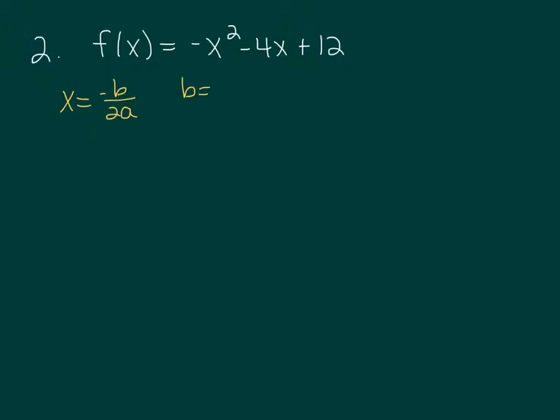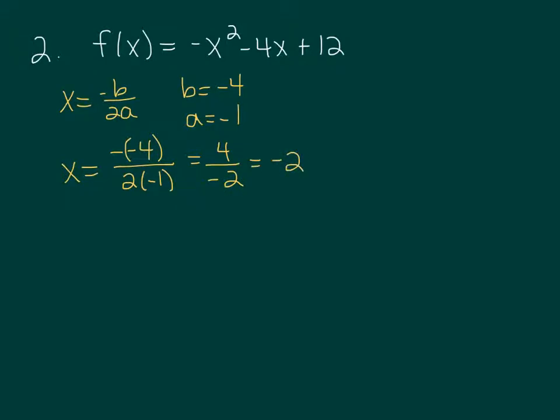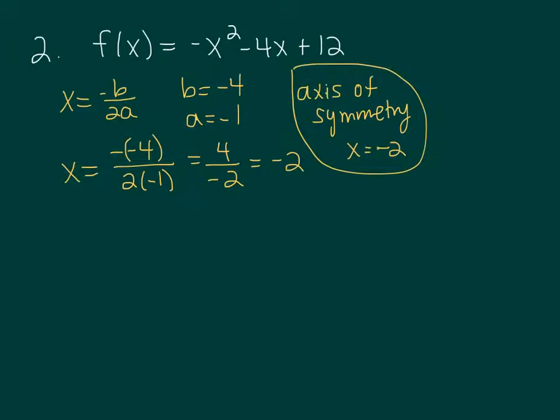So b is equal to negative 4, a is equal to negative 1. Plug it in. X is equal to negative of a negative 4 over 2 times negative 1. So that's positive 4 over negative 2, which is negative 2. So that is the axis of symmetry and the x value of the vertex. So axis of symmetry, x equals negative 2.